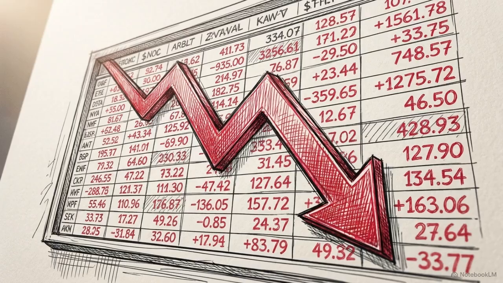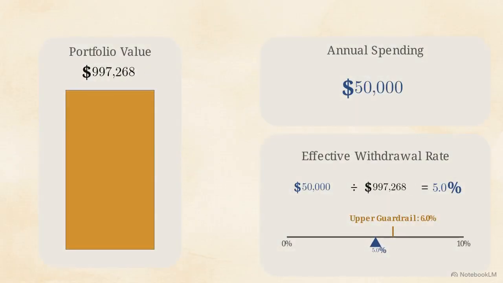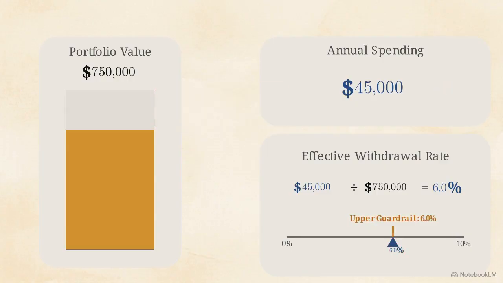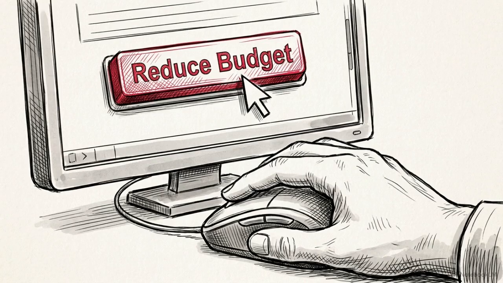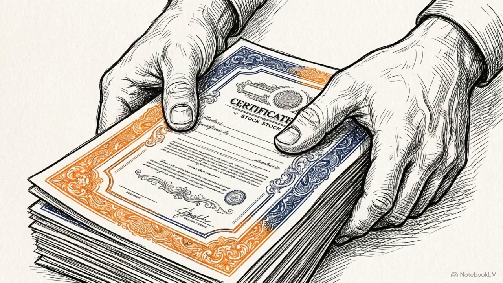Now consider the inverse. You retire, and the market immediately suffers a severe drop. Starting from our baseline, your total portfolio value shrinks from $1 million down to $750,000. Pulling out your steady $50,000 income pushes your effective withdrawal rate up to 6.6%. That 6.6% spikes past your 6% upper guardrail. This breach triggers the capital preservation rule. You are forced to take a temporary 10% reduction in your annual spending, dropping your income down to $45,000 for the year. This forced reduction is an intentional defensive maneuver. It relieves cash flow pressure, preventing you from liquidating depressed assets at the bottom.